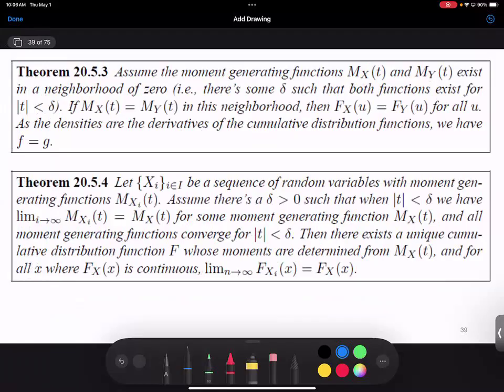All right. So here are the black box results we are going to assume from complex analysis. The first is: assume the moment generating functions for x and y exist in a neighborhood of 0. So I can go a little bit to the left and a little bit to the right of 0. And assume the moment generating functions are equal in that neighborhood. Then their cumulative distribution functions are the same. And since the density is the derivative of the cumulative distribution function, the densities are the same.